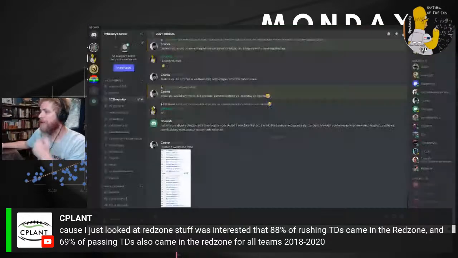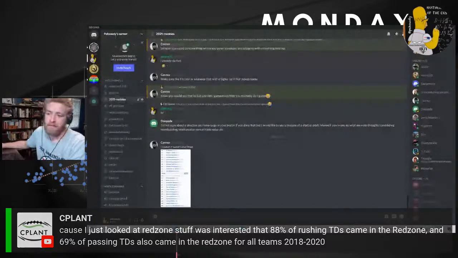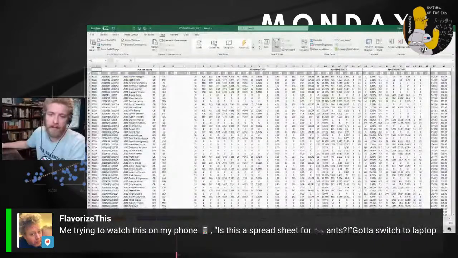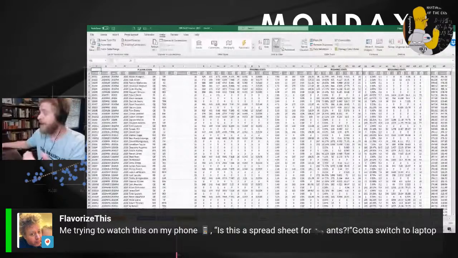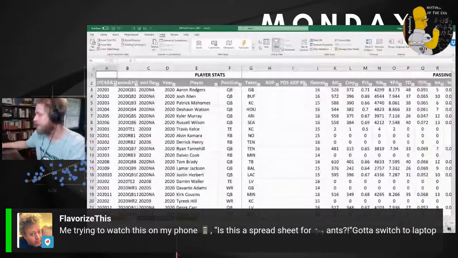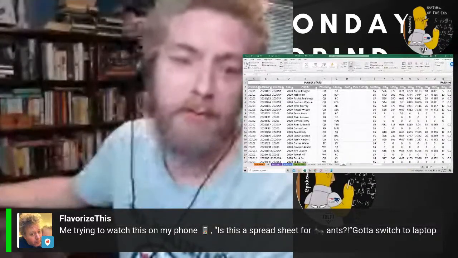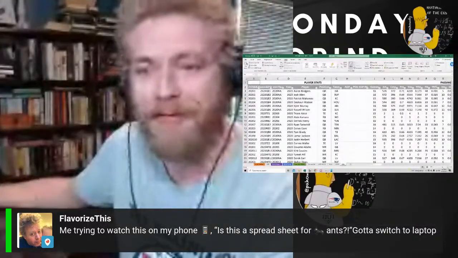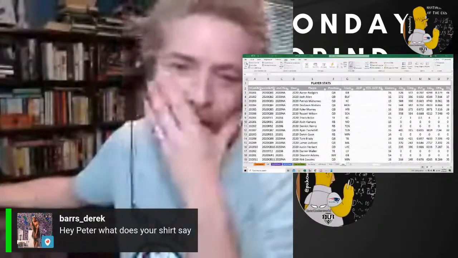Oh, okay. Me trying to watch this on my phone. Is this a spreadsheet for... Sorry, man. It's got Fishbowl stats. I'm trying to build my cheat sheet. I can zoom in a little bit, but to work, I really need to be zoomed out a lot of the time. I can give you a bigger version of me, if that's any more helpful.